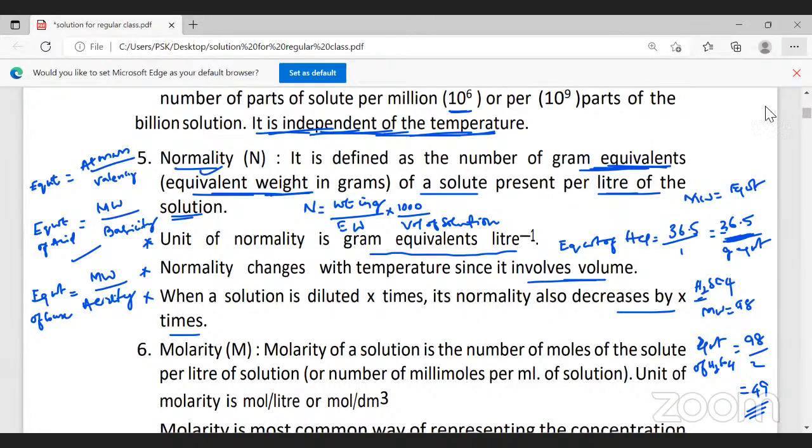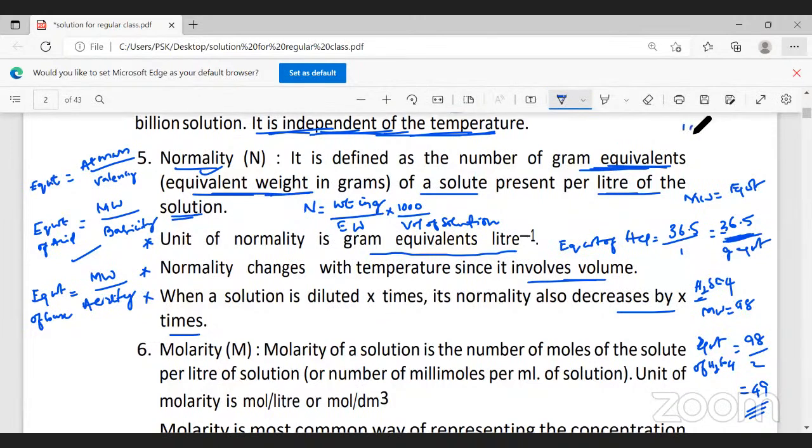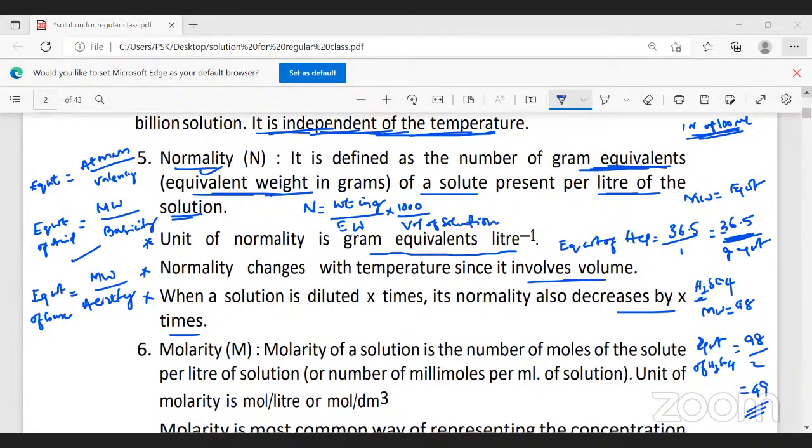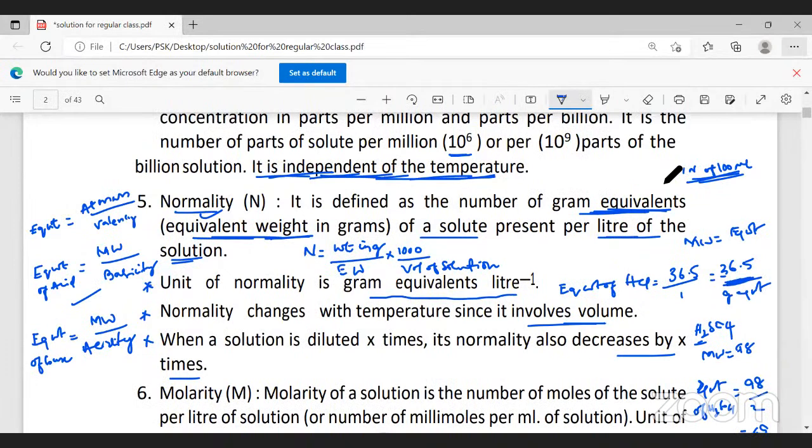What does it mean? I take one normal solution, 100 ml of any solution, one normal. All right, listen to this. Are all the others there? Please participate. I'm taking one normal in 100 ml of any solution. To this, I am adding 1000 ml of water.